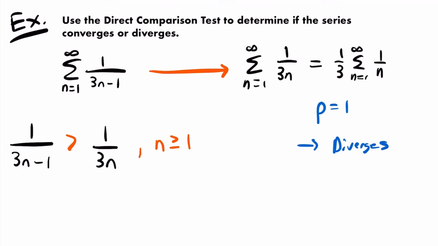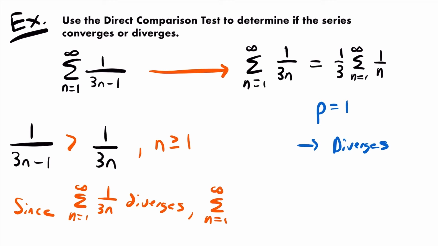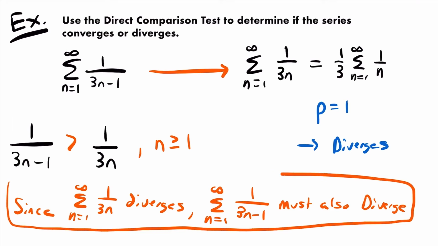The original series is the bigger series, and the series we are comparing is the smaller series. And since the smaller series diverges, then we can say that our bigger series, or the original series, also diverges. All right, and so we can say that since the smaller series, the sum from n equals 1 to infinity of 1 divided by 3n diverges, then the larger series, the sum from n equals 1 to infinity of 1 divided by 3n minus 1, must also diverge. Okay, and so that is our final solution to this example.